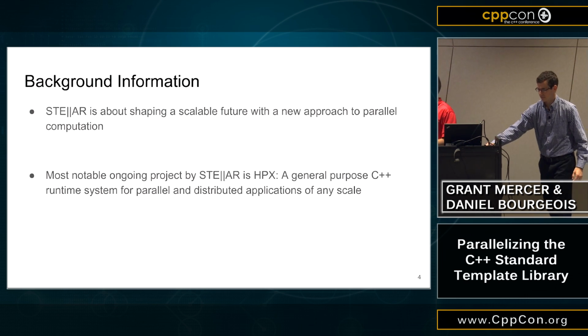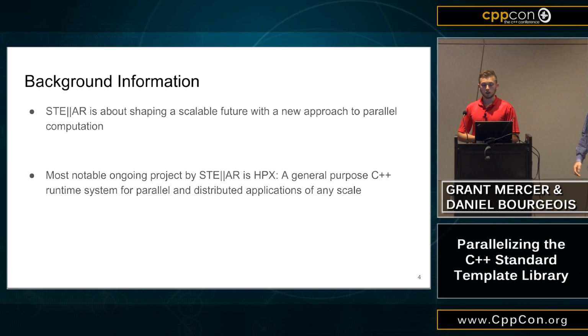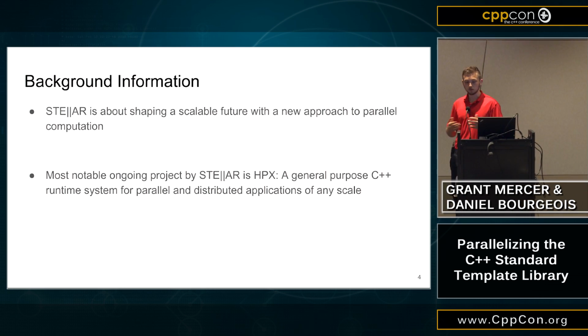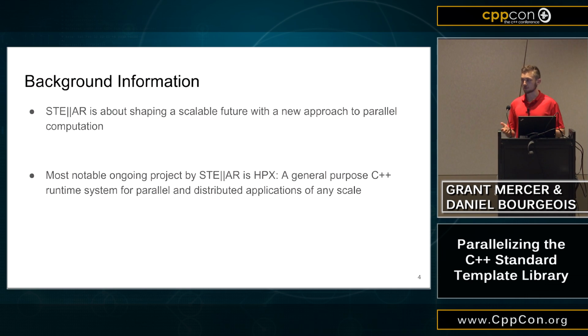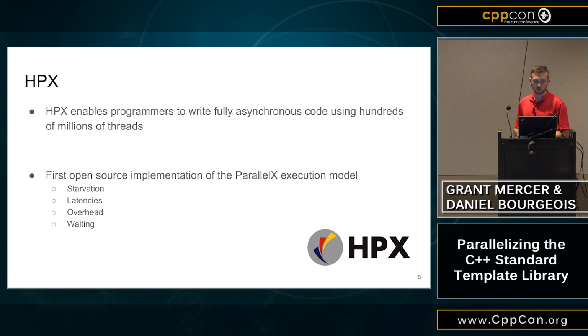Okay, so first some background information on what the Stellar Research Group is. Stellar is all about shaping a scalable future with a new approach to parallel computation. One of our most notable ongoing projects here is HPX. And HPX is a general purpose C++ runtime system for distributed applications of any scale. So what HPX does is it enables programmers to write fully asynchronous code using hundreds of millions of threads. It's the first open source implementation of the ParallelX execution model. And this execution model serves to overcome the four main barriers of parallelism, which is starvation, latencies, overhead, and waiting.